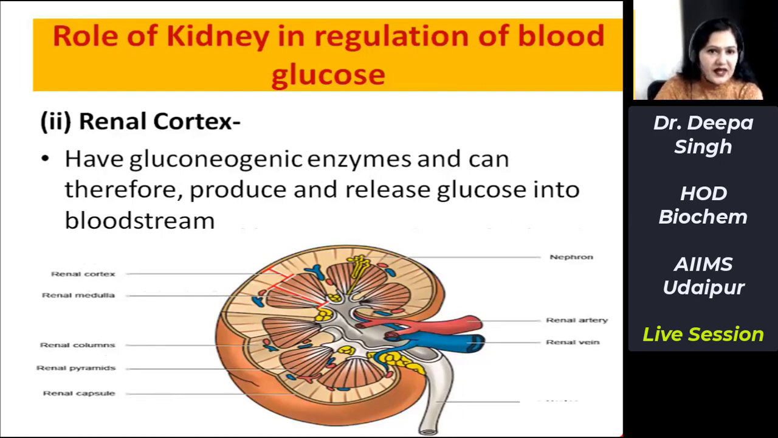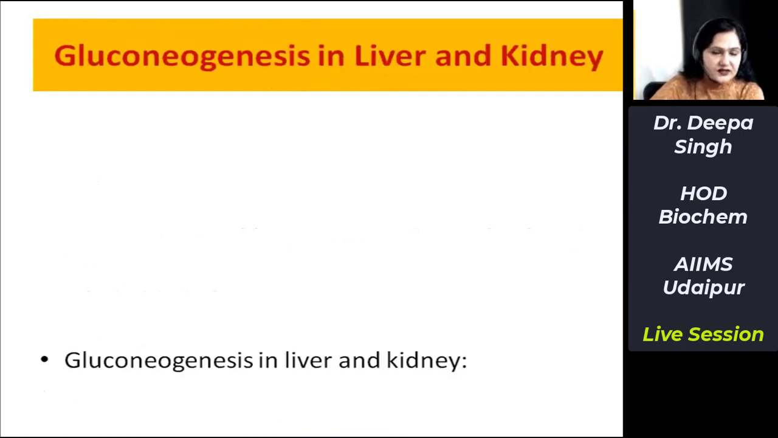So these were the three mechanisms by which kidney is regulating blood glucose level. Number one is utilization or taking up of glucose from the circulation. Number two is reabsorption, and number three is gluconeogenesis.